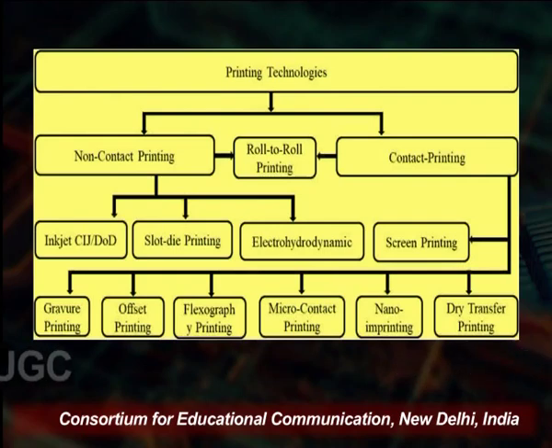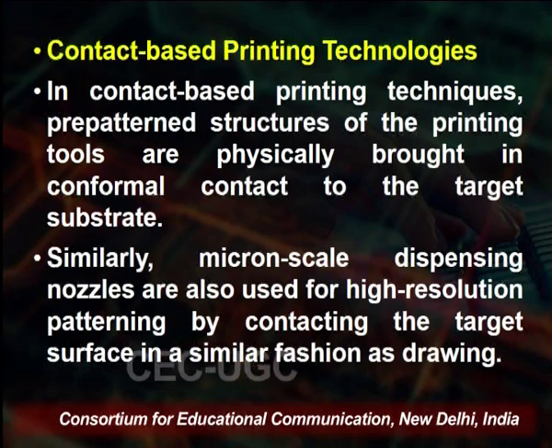Now we look at the contact based printing technologies. We will discuss one by one how many types there are. In the contact based printing techniques, pre-patterned structures of the printing tools are physically brought into conformal contact with the target substrate. That means there is a contact between the plate and the substrate. Similarly, micron scale dispensing nozzles are used for high resolution patterning by contacting the target surface in a similar fashion as drawing.